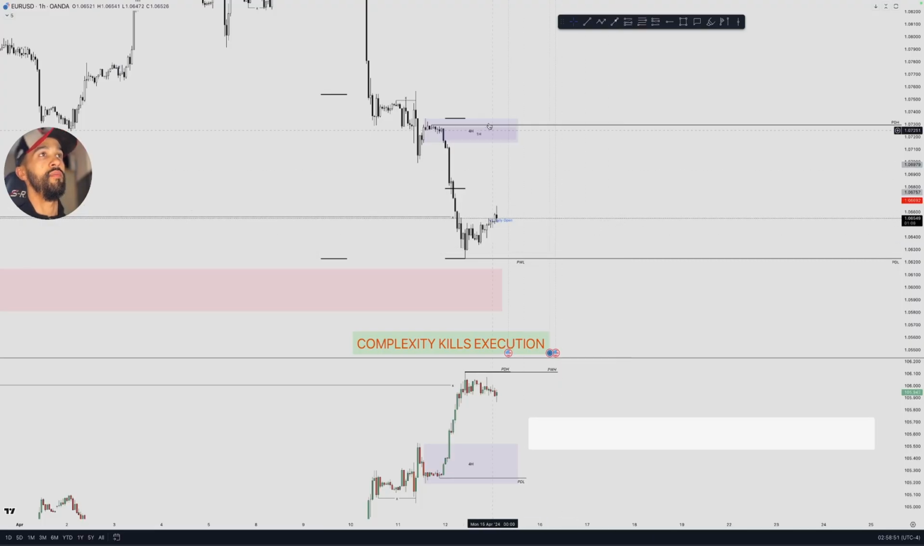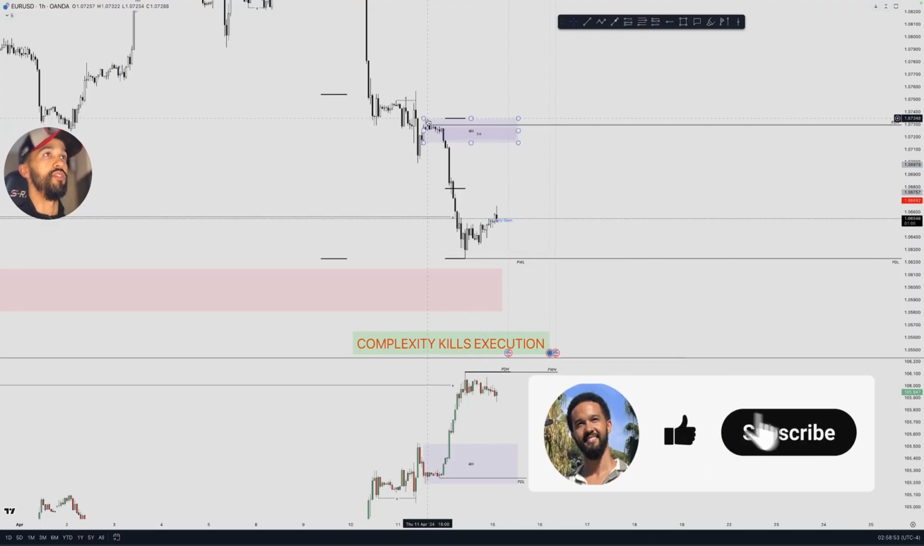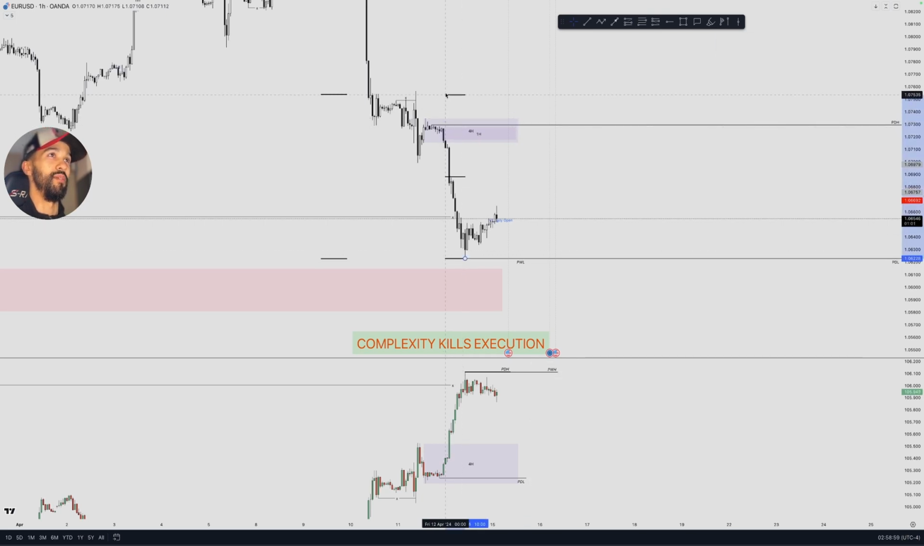So on the 1 hour, this is the leg I identified. I'm using from this high up here to this low here. Obviously we could also consider maybe this the high. However, it doesn't matter to me. This area here is still a premium and this area here is still the discount.